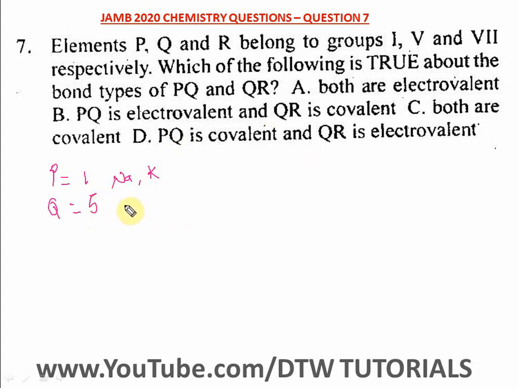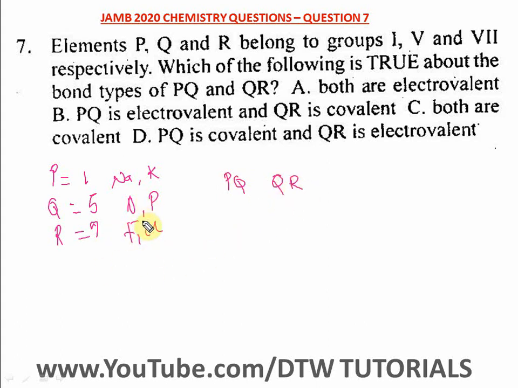Examples of these elements are nitrogen and phosphorus. And element R belongs to group 7. Group 7 are halogens, so we have fluorine, chlorine, for instance. So they asked what kind of bond types will be between PQ and QR.